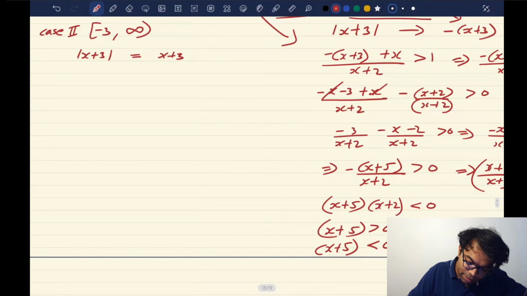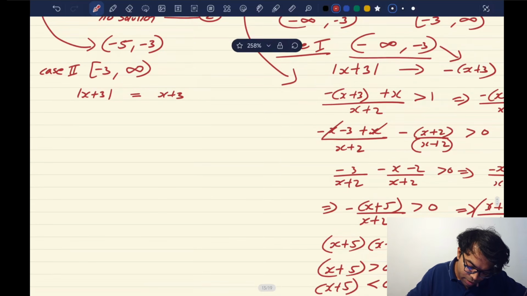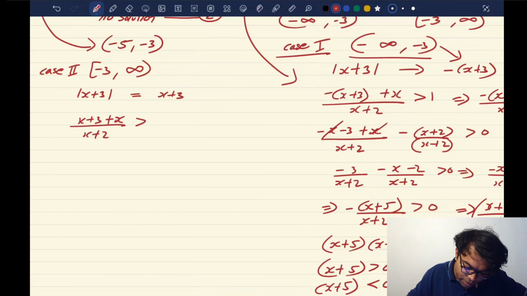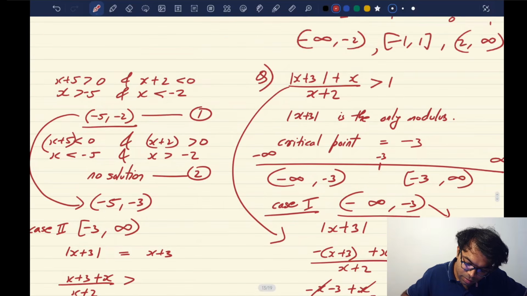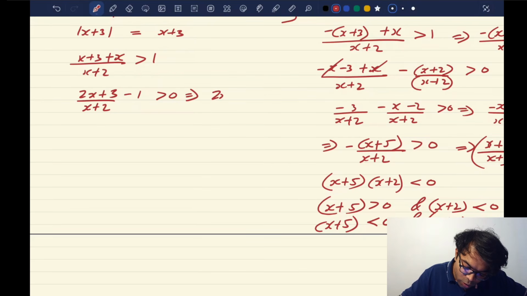Okay, so I will write x plus 3 plus x upon x plus 2 should be greater than 1. So 2x plus 3 upon x plus 2, minus 1, should be greater than 0, which would give me 2x plus 3 upon x plus 2 minus x plus 2 upon x plus 2 should be greater than 0.